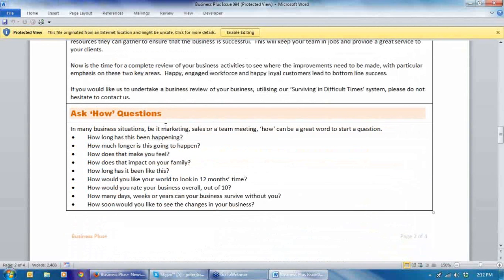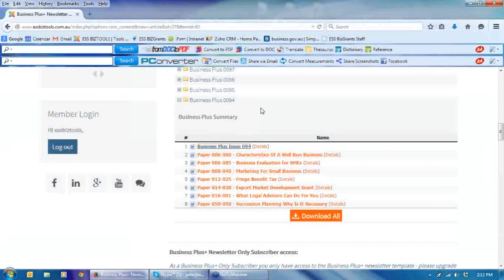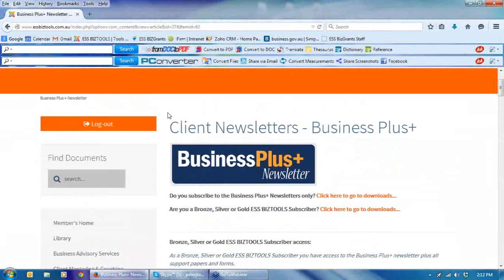So that's a summary of the ESS BIZTOOLS Business Plus newsletter. We believe the newsletter significantly assists accountants and advisors to promote a range of, in the main, non-compliance services to your clients and prospects. Virtually every article invites the client or prospect to take some action, to contact you to get further information, or to have you undertake a particular review of their business operations.